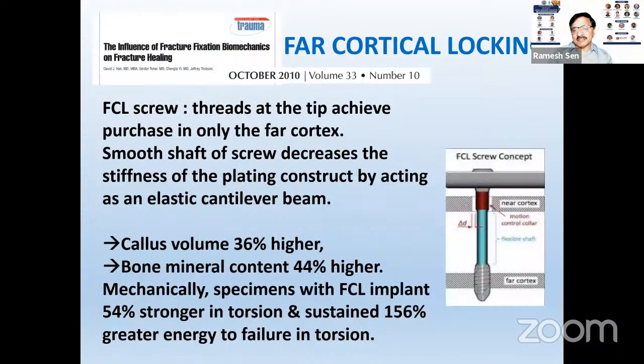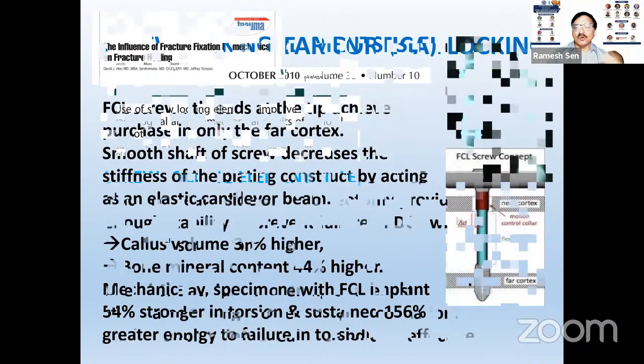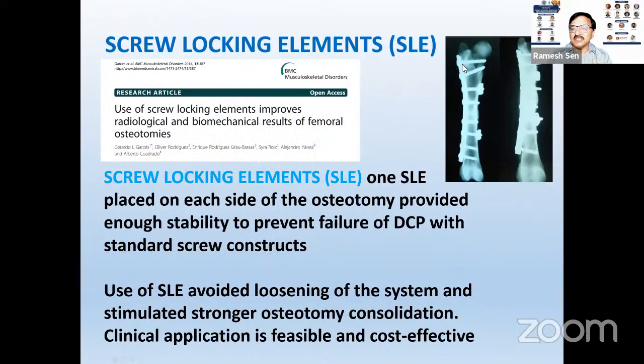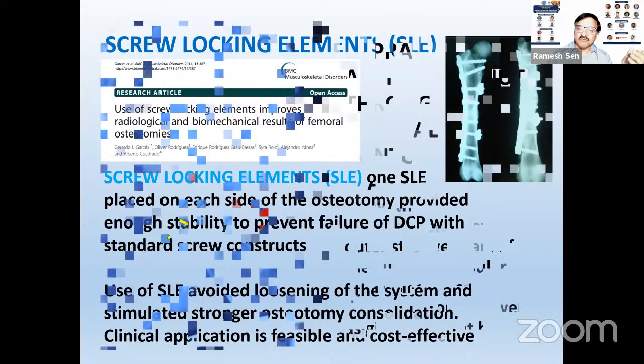Then another AO concept is that for a better purchase on the near cortex, you don't purchase the near cortex, you have a direct purchase in the far cortex, the so-called far cortical locking. And another concept is the screw locking element: in a given situation, if you plate and put one of the screws on either side of the fracture with a nut on the other side, the whole construct remains much better, and that's called a screw locking element. So these were the few things which we went through.